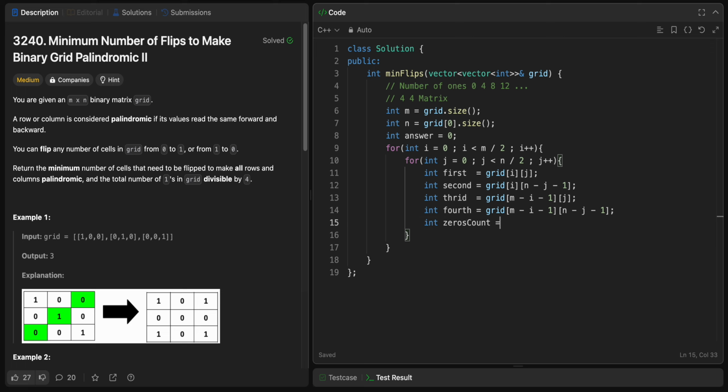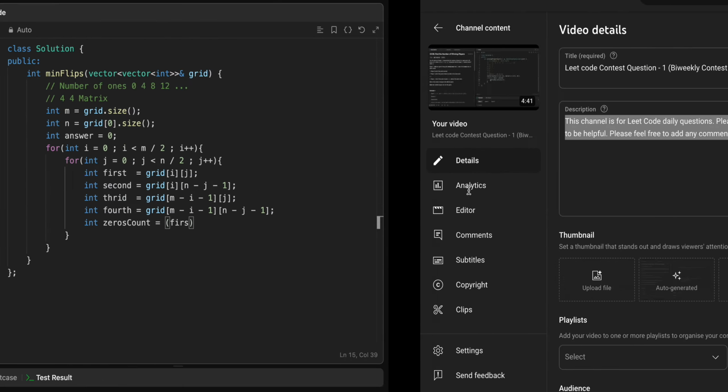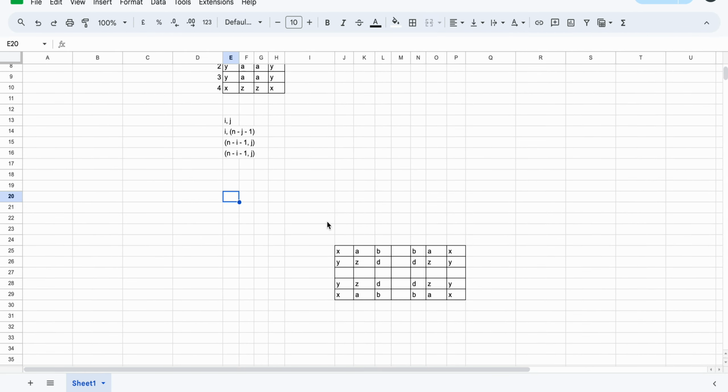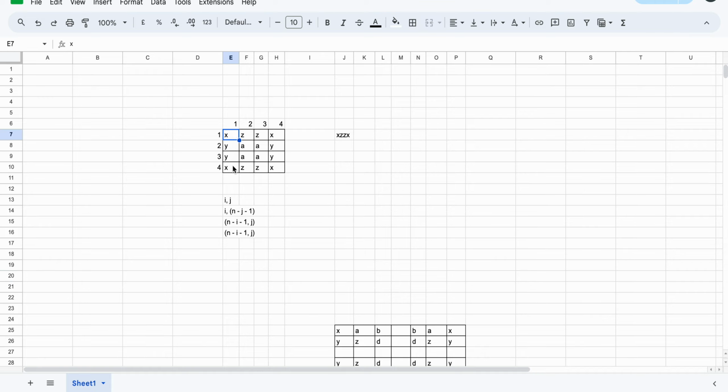So I'll count zeros. Zeros count here would be, out of these four elements, to find the minimum number of operations, these four are to be the same, right? So if these four are to be the same, and out of these four, already three of them are zeros, then it's better to convert the last one also to zero. And if out of these four there are two ones and two zeros, it could be anything: two zeros could be converted to two ones, or two ones could be converted to two zeros. That depends upon our use case.